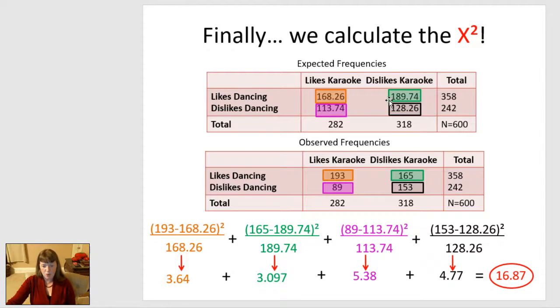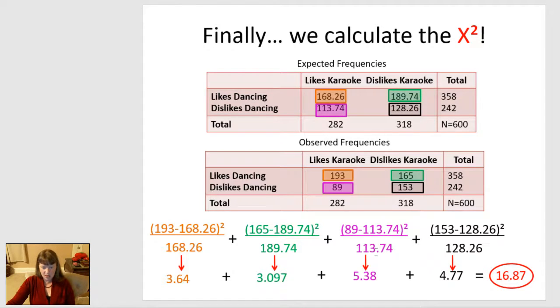And I notice that I have 189. That's what I would expect to see if there was no relationship. What I actually see is 165. So there are fewer people that only like one. Fewer people that only like to dance but don't like to karaoke. There are fewer people in here than I would see if there was no relationship.